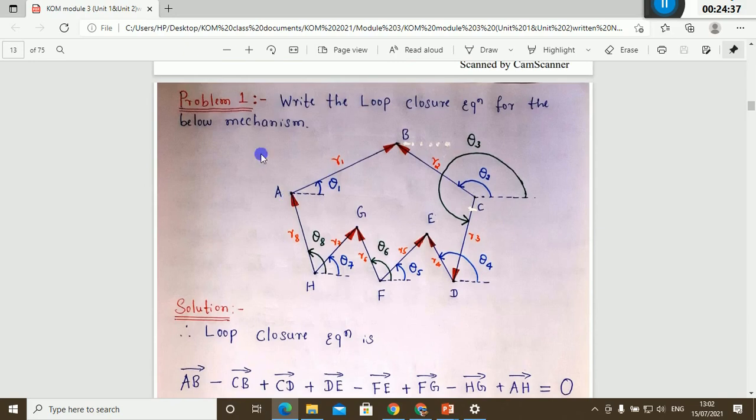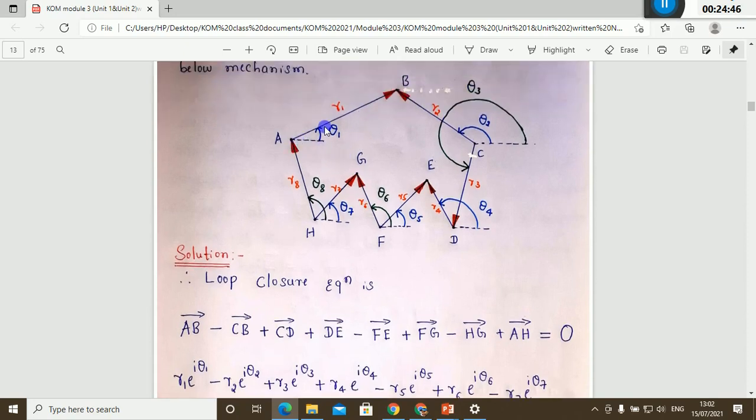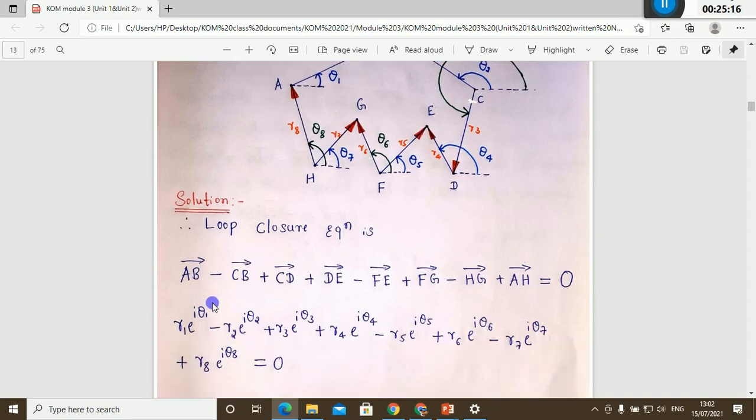So this is the first problem, how to write the loop closure equation for this, which I explained in the previous class. First, I'll write AB as positive, moving in the forward direction. CB is opposite to the first vector, so it is negative. CD is along the same direction as AB, positive. DE is also along the direction, positive. FE is against the direction, negative. FG is along the direction, positive. HG is opposite to the direction, negative. HA is along the direction of vector AB, so it is positive.